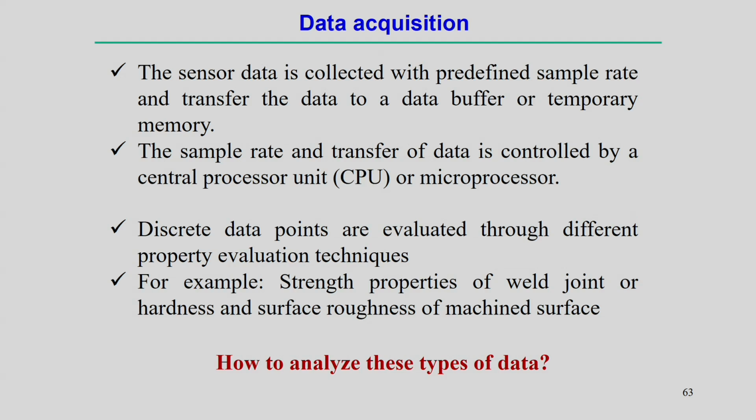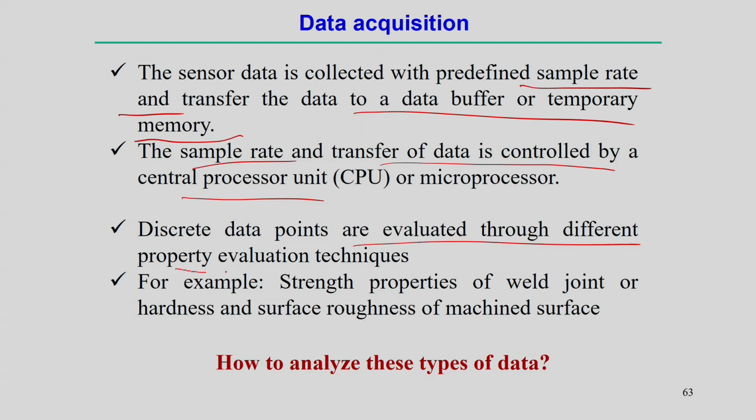From the sensor, the data is collected at a predefined sample rate. That means we collect the data at a certain frequency, and that data is normally stored in temporary memory through the data acquisition system. The sample rate and the transfer of the data are normally controlled by the CPU, or through a microprocessor we can control the data acquisition system. We use this continuous data and we can analyze it. Apart from this continuous data, some discrete data points can be evaluated through different property evaluation techniques or different experimental techniques also.